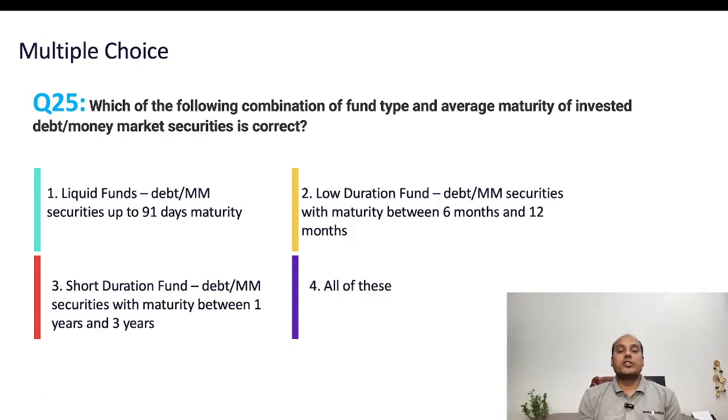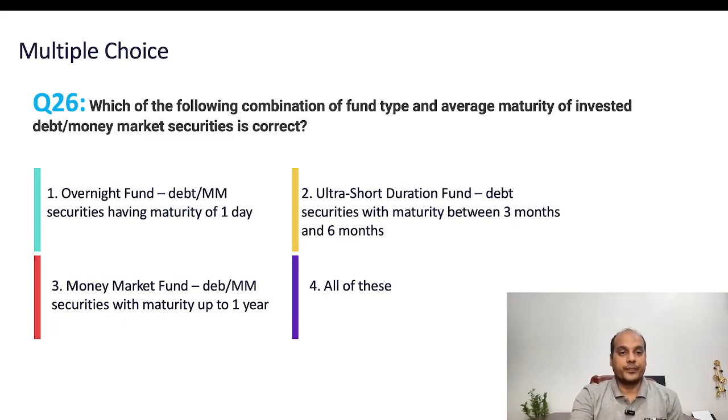Which of the following combination of fund type and average maturity of invested debt market or money market securities is correct? Liquid fund, debt or money market securities up to 90 days, 91 days maturity. It's absolutely right. Low duration, debt or money market securities with maturity between 6 months and 12 months. It's also fine. Third is short duration, debt and money market securities with maturity between 1 and 3 years, which is also fine. So all of these options are correct.